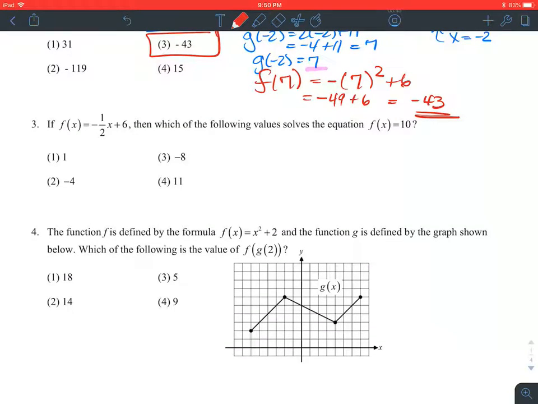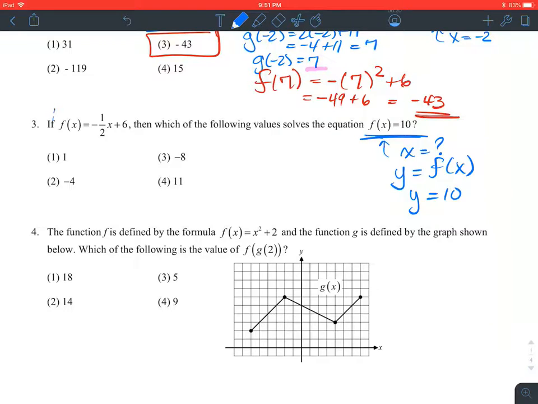Question 3. As long as we understand the function notation, what this here is giving us, we should be able to solve this equation. So we want to know which of the values solves the equation f of x equals 10. So clearly we're not being given a value of x. So what are we being given? We have to recall that function notation f of x is just our value of y. So they're asking us in this question to find the value of x when y equals 10.